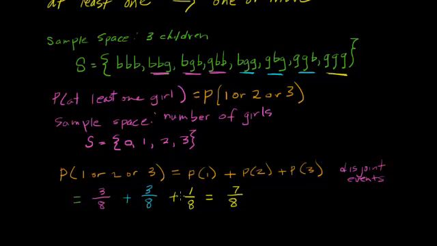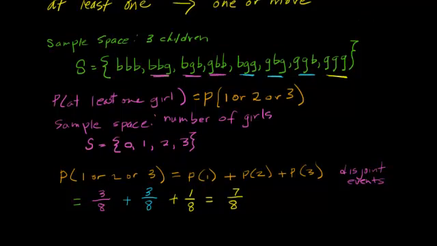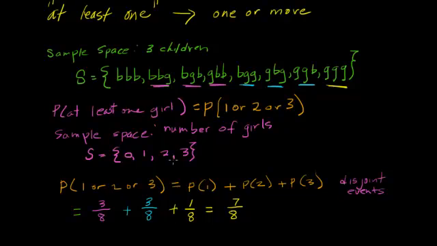Okay, but what we find is that there is a much easier way to calculate this. In this example, it didn't take us that long to calculate 1 or 2 or 3, but what if we had way more than 3 girls? What if we were talking about some other situation where there were 50, 100, 200 in our sample space? And so the probability of at least one meant 1 or more, but more goes all the way up to 50 or 100 or 200. We wouldn't want to have to do this, right? This is quite tedious. So we need to think about something we've talked about before, which is complements.